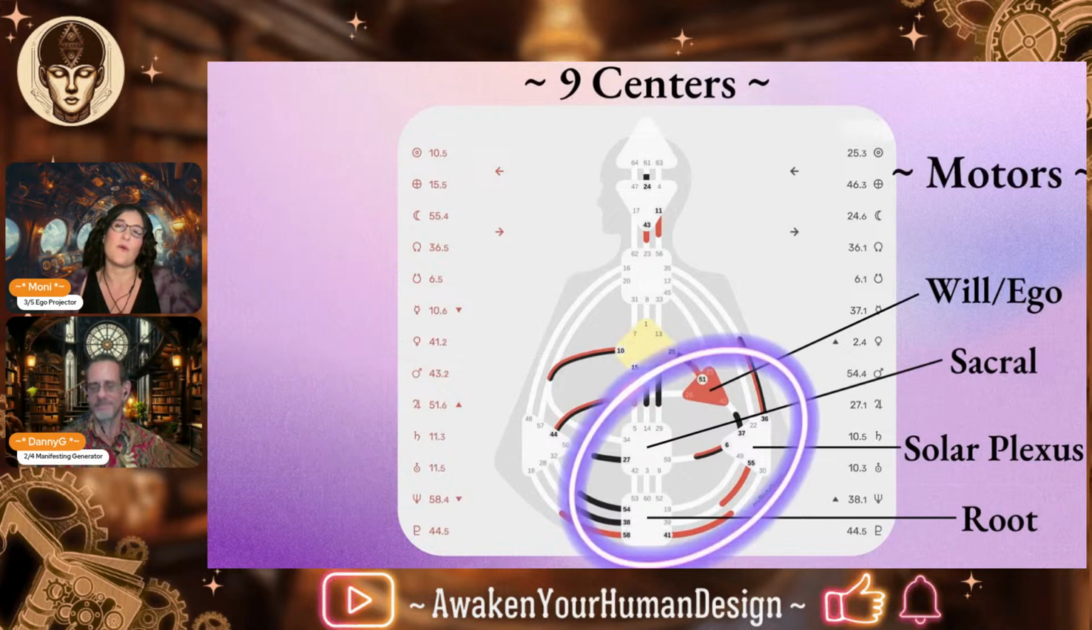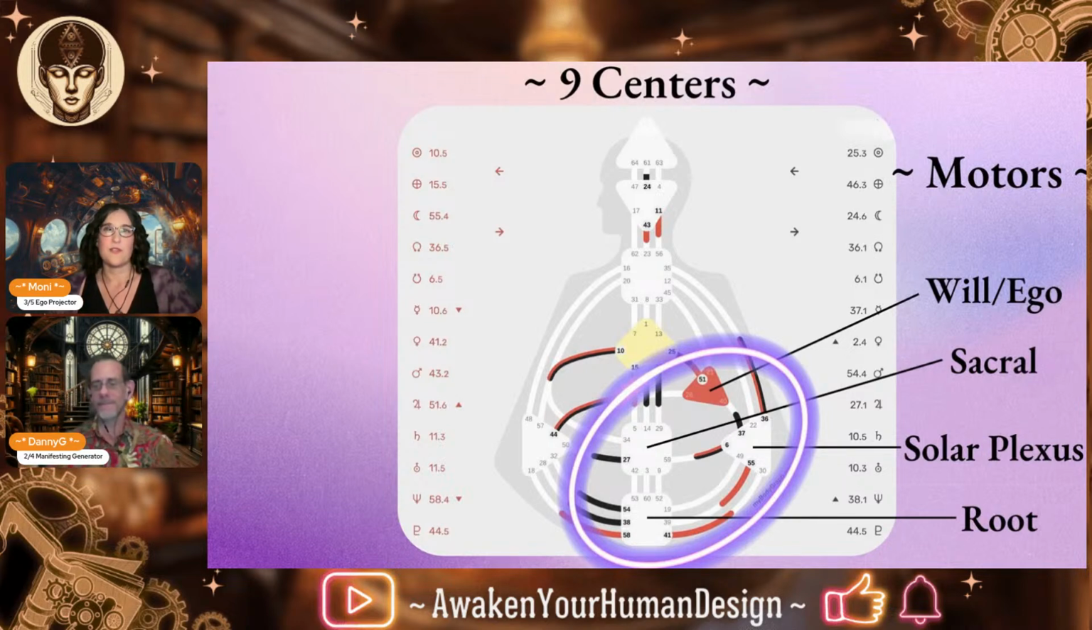And so then we have the motors. Motors in the chart are those four that are circled in that little purple highlighter. That's the will center, ego, heart center, the sacral, the solar plexus, and the root center. These motors obviously move us, and you don't need a motor to move, just FYI. A motor isn't good or bad. It's just one of the aspects that we apply as we're reading your chart.